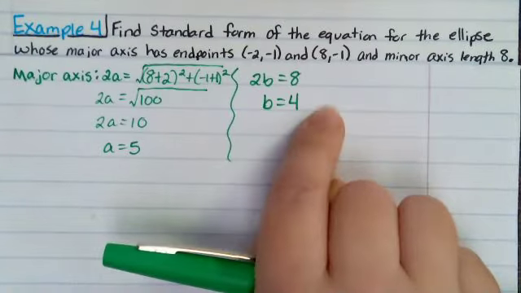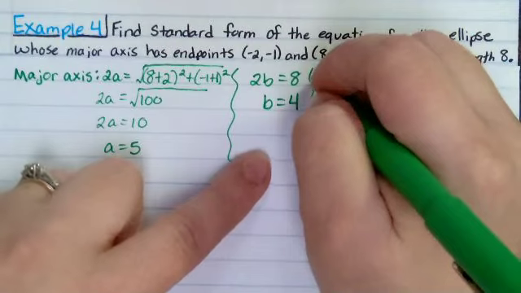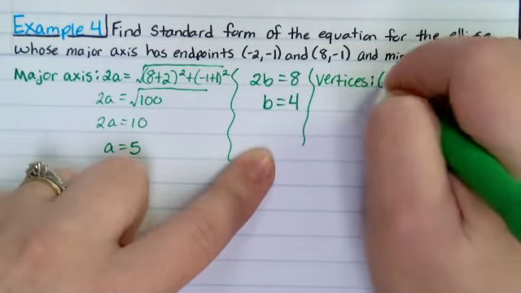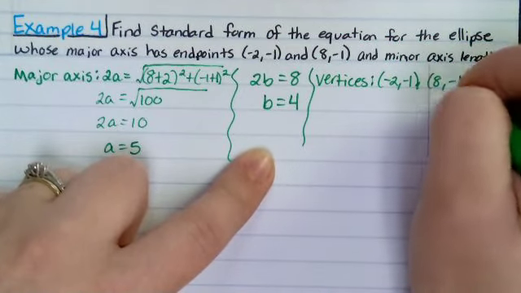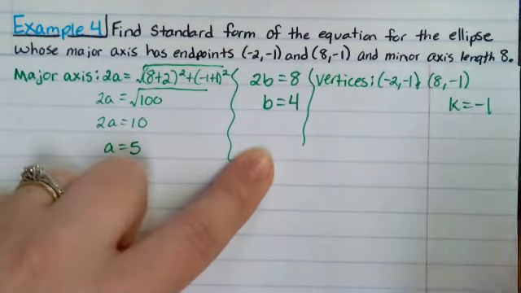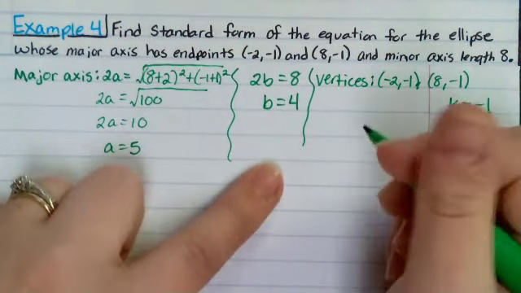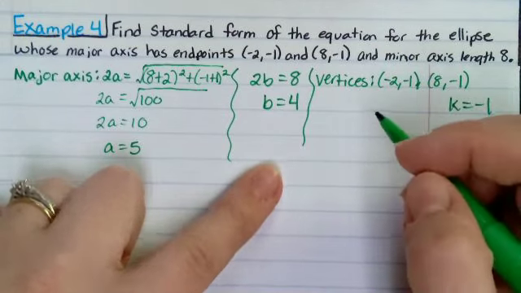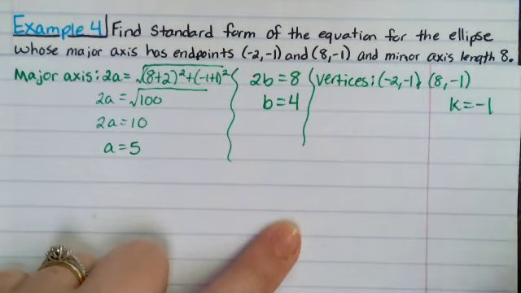So I should be able to gather that. We're going to look at my vertices being -2, -1, and 8, -1. And what I can gather from that is that k equals -1, okay? We also can gather from that it's a horizontal axis. I'm going to make a note of that in just a moment. But I want to figure out what is my h value. I've got k, but I'm going to need h, and then I should be good to write the equation.